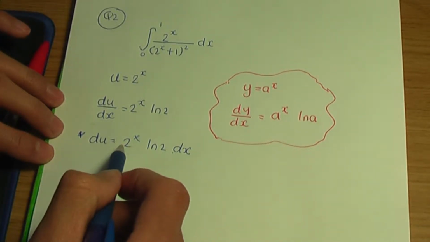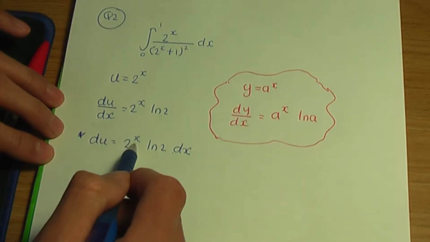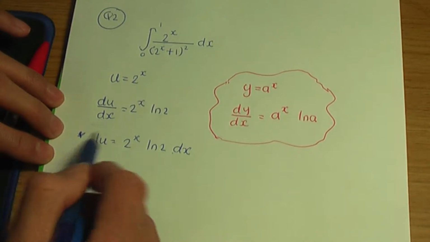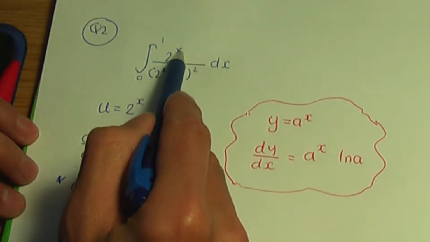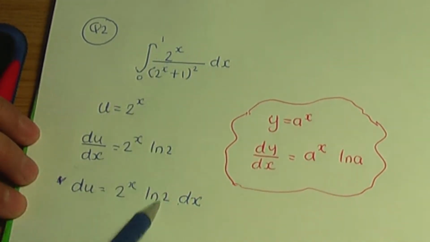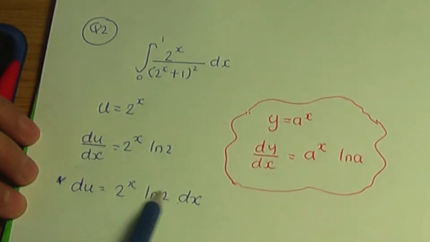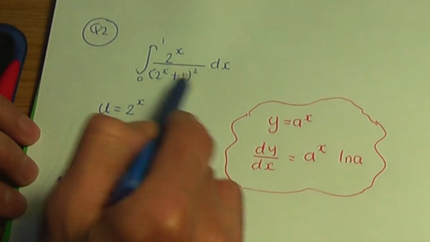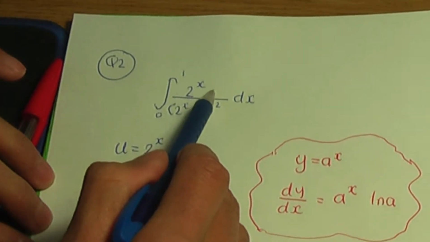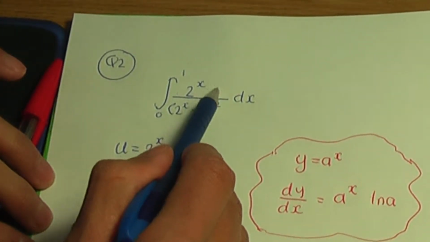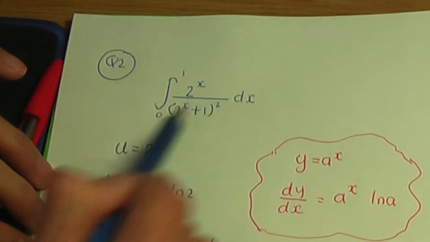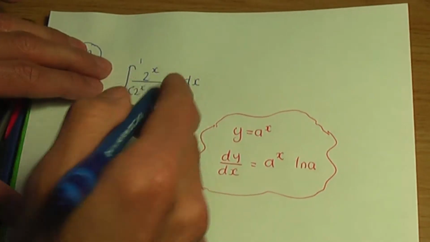Now, we need to replace 2 to the power of x ln 2 dx somehow by du. Looking at our integral, we only have 2 to the power of x dx. We need an ln 2 on top ideally in order to replace the entire term by a du term. I can introduce an ln 2 term by multiplying the numerator and denominator of this integral by ln 2. So let's do that.